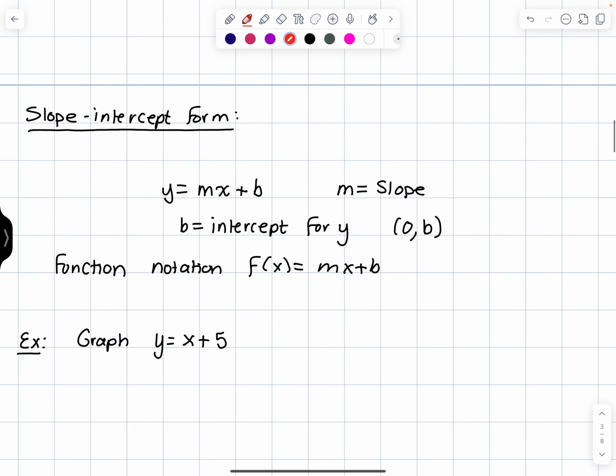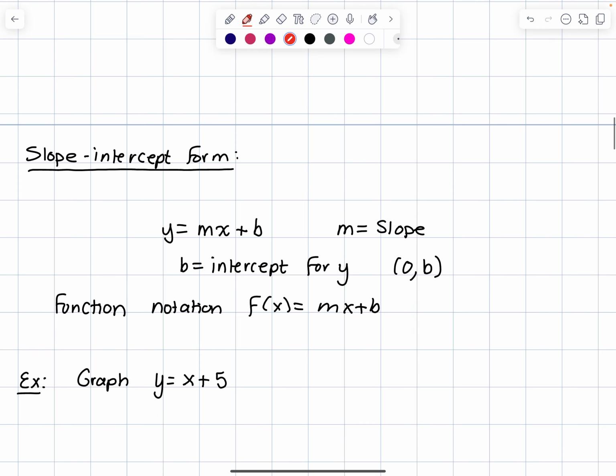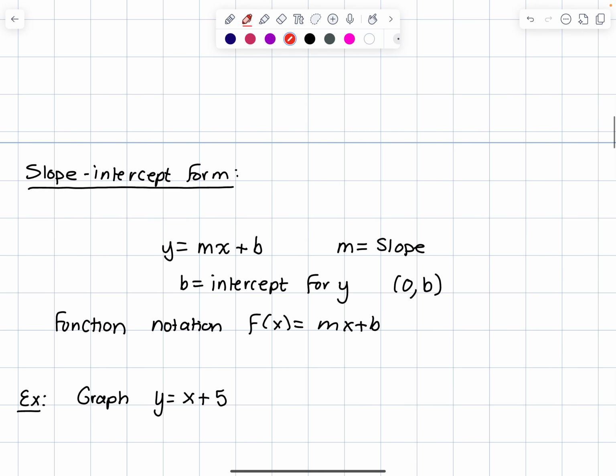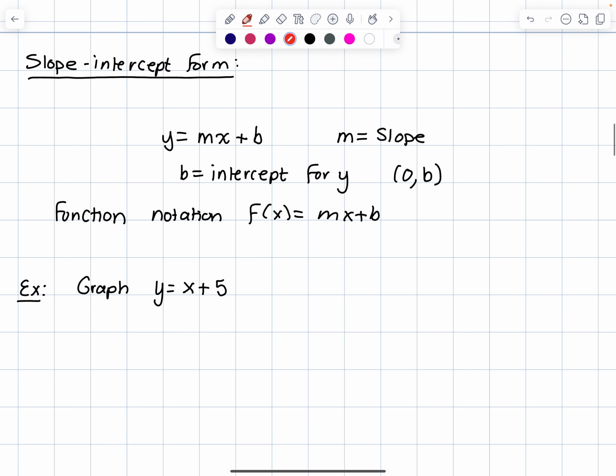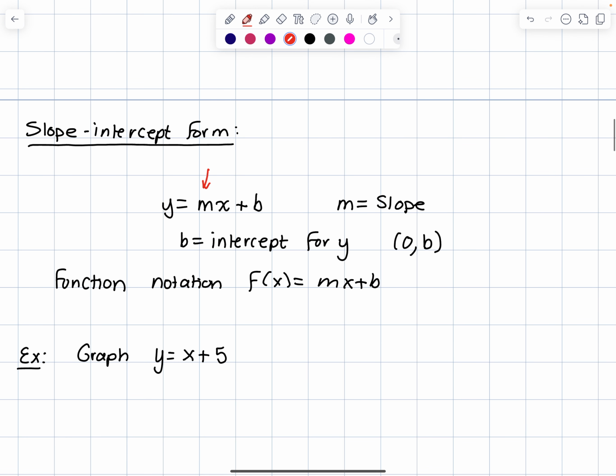All right, so now the next thing we want to talk about is slope-intercept form. And this is going to be a form of a linear equation that we can generalize and use. So we have y equals mx plus b, where m is the slope and b is our intercept. All right, that is what that is.